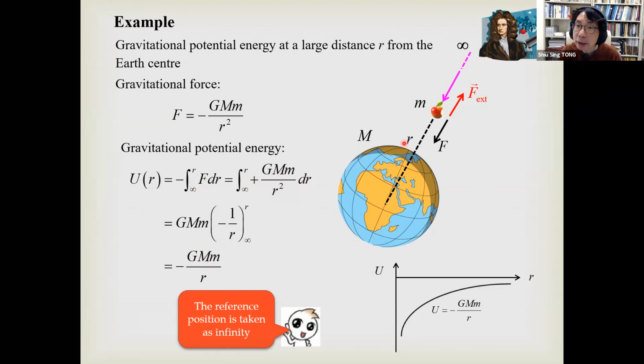Now the potential energy due to the gravity of the Earth is negative. Why? Because the potential energy at infinity is taken as 0. So the potential energy closer to the Earth will have a minus sign because it has a lower energy than infinity. Okay. So that is the potential energy curve. If you plot U against R, you will get a negative value. And because of the 1 over R dependence, it goes to negative infinity when R tends to 0. Okay.